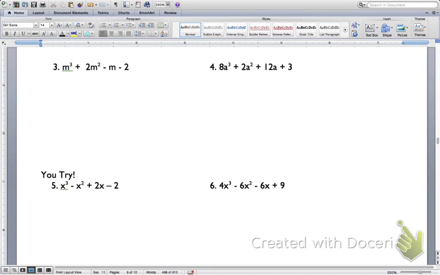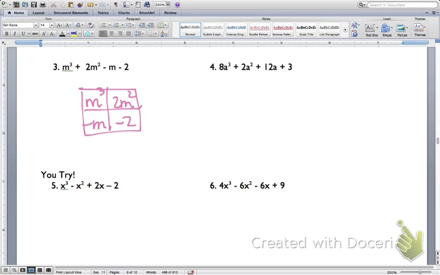All right, so for the next one, just for future reference, they're not going to have the box drawn out for you. You need to know that I need to draw this box to do this problem. So let's go ahead and start with that. So I'm going to draw the 2 by 2 box. I'm going to fill it out with m cubed, 2m squared, negative m, and negative 2.